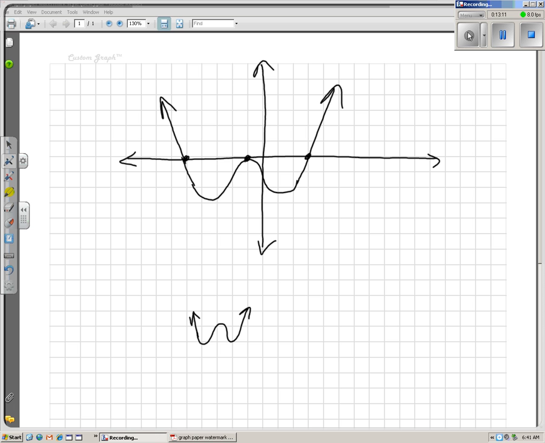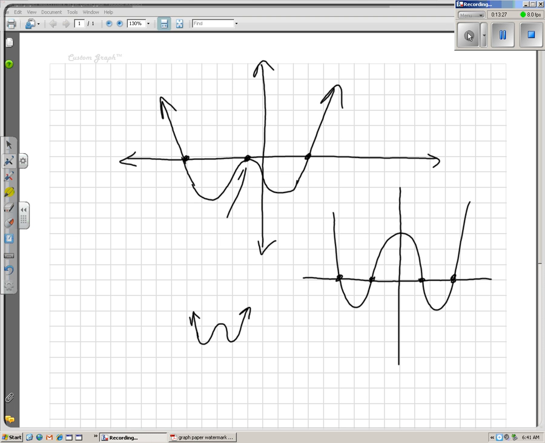Normally, we would expect an x to the 4th graph to cross in 4 spots. We would expect to have 4 real zeros for an x to the 4th graph. This one apparently only has 3, but our 4th 0 happens here because of the multiplicity 2. So that 0 actually happens twice. So we have 1, 2, 3, 4 zeros. On a normal x to the 4th graph, those 4 zeros are easy to see. This isn't so easy to see because this one occurs twice.